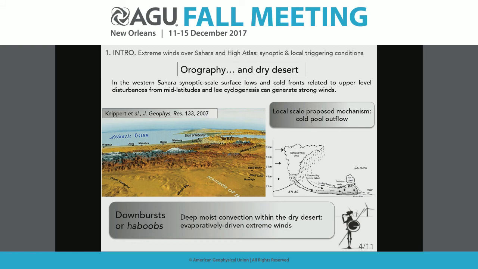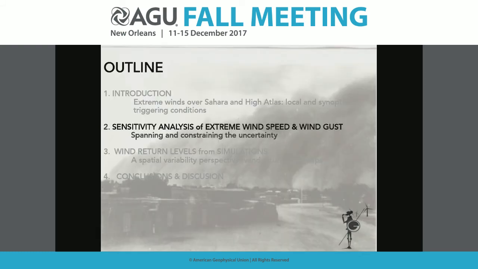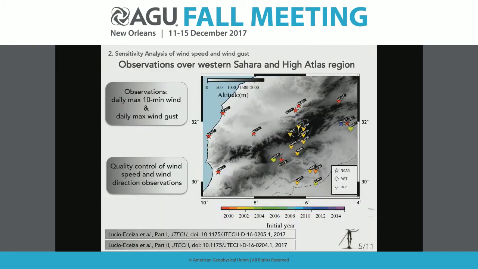So we are interested in getting to know how often we can expect very strong winds. So we perform a sensitivity analysis to estimate wind return levels. And this is the evidence we have at hand, the observations. So one main difficulty in this region is that the observations are very scarce. So a short length of observation is an inherent problem when we want to extrapolate values out of the observational period, of course. But in the desertic areas, this problem is even worse.